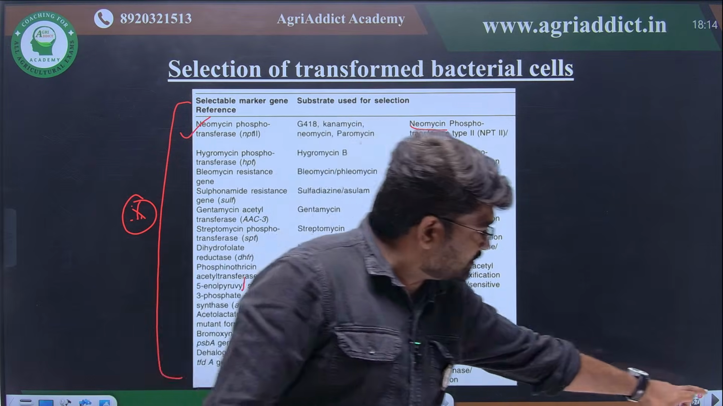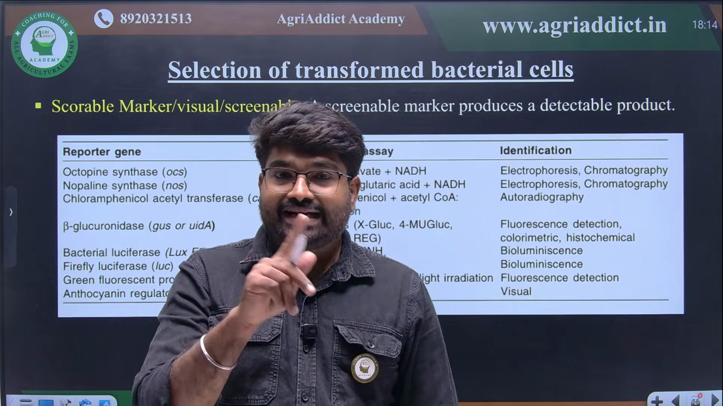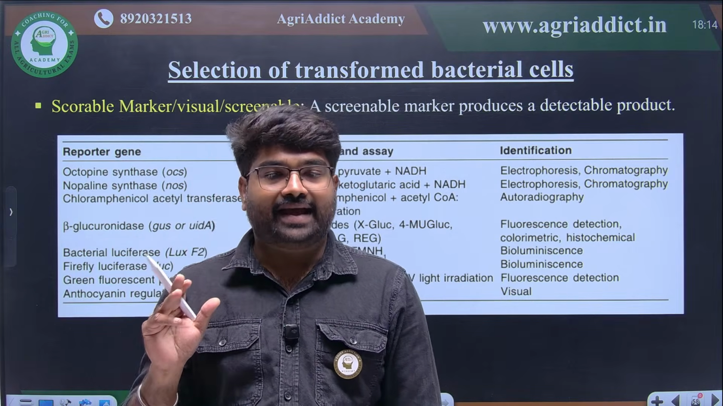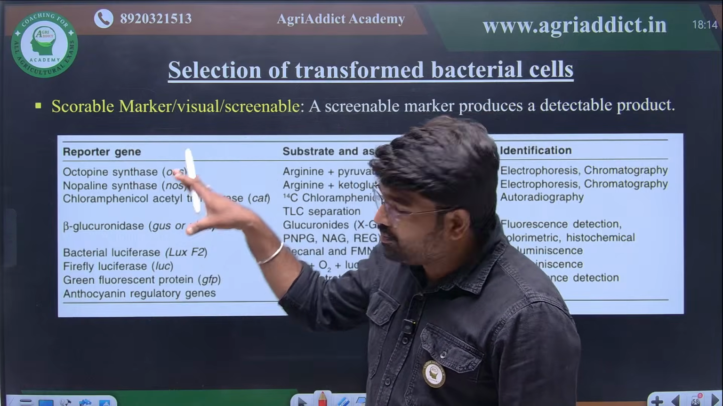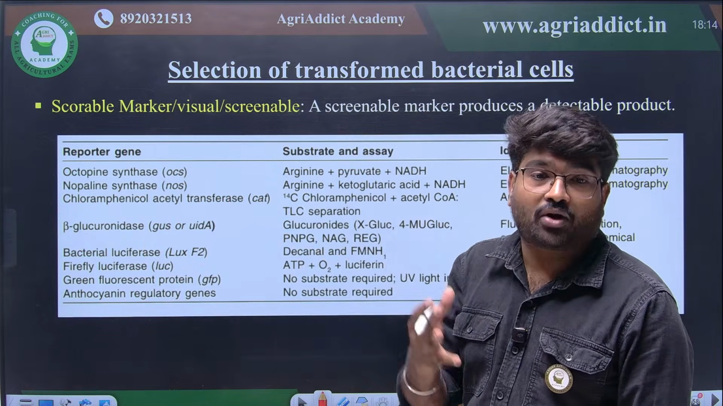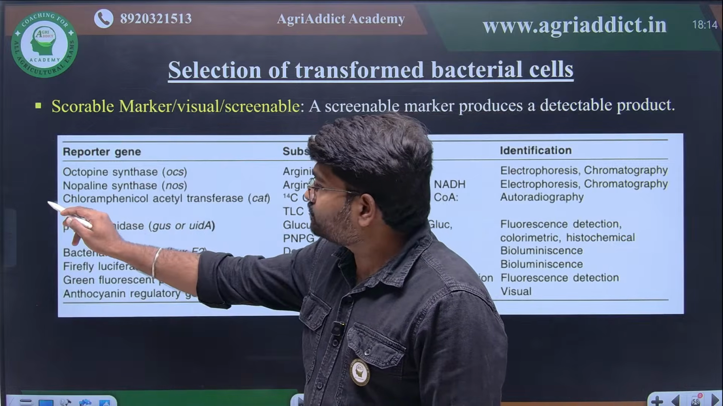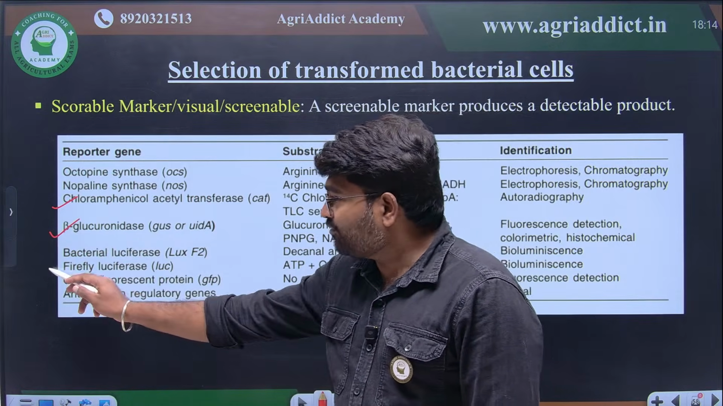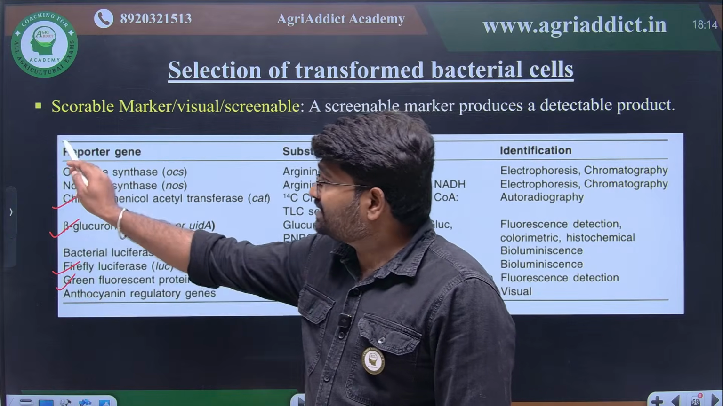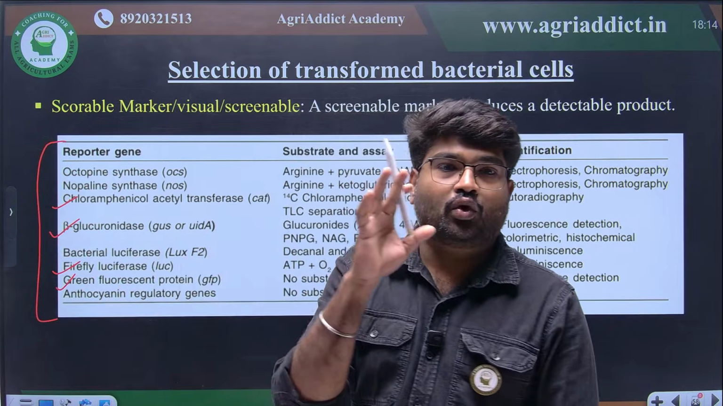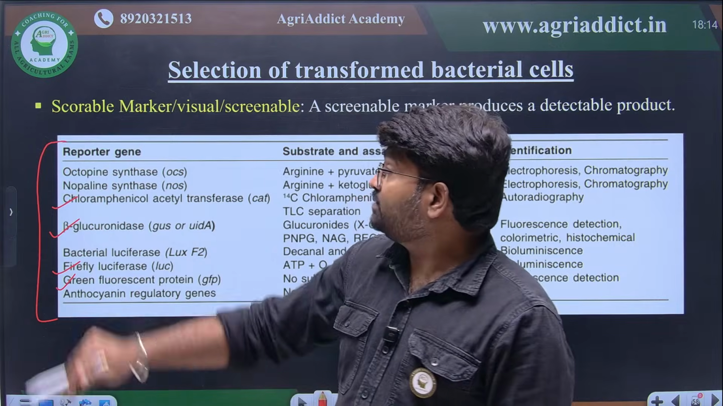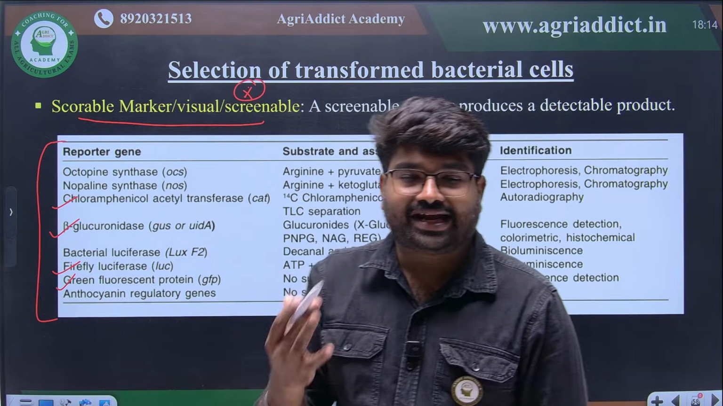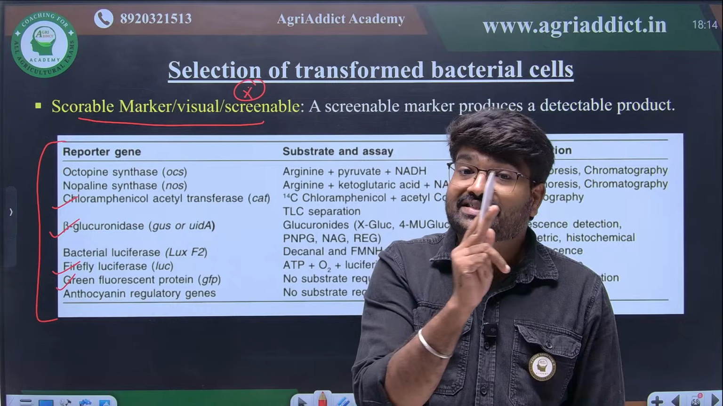Clear? Now we are going to see about selectable marker and scorable marker. Selectable marker means what? That will be majorly antibiotic genes. In scorable markers, that will produce a visual product. For example, you see here chloramphenicol acetyltransferase, beta glucuronidase, firefly luciferase, green fluorescent protein. These are the typical examples of scorable markers. The most important thing, a scorable marker is also known as a visual marker or screenable marker. You shouldn't be confused with selectable markers.